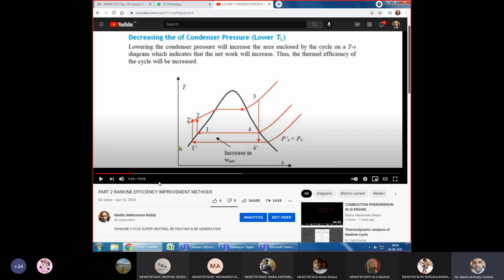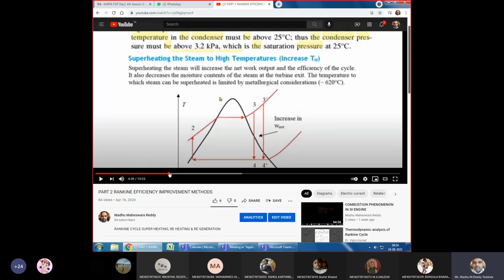And the second one is by increasing the boiler temperature, that is the steam temperature, superheating the steam to a higher temperature. If you see the line 2, 3, 3 dash, it is a constant pressure line.